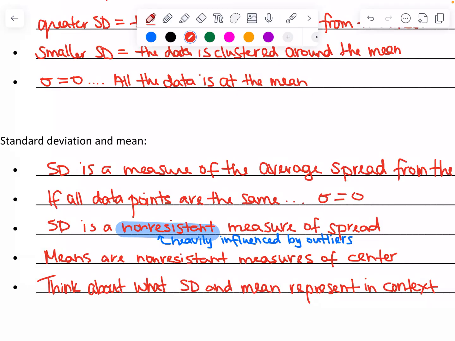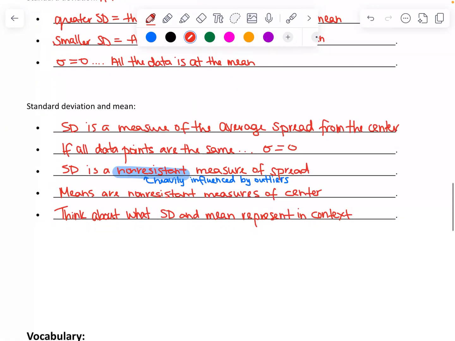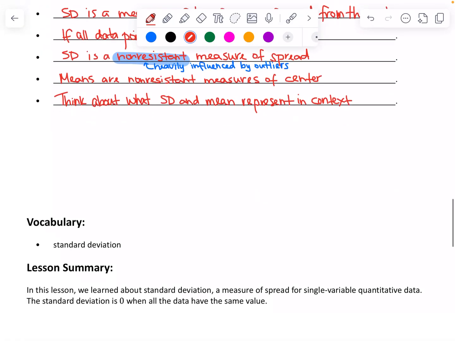All right, so that is our lesson 9.7, bridging the gap. In this lesson, we learned about standard deviation, which is a measure of spread for single variable data. The standard deviation is 0 when all the data have the same value. That's something that we learned. All right, I hope that this video is helpful, and I wish you best luck on your practice.